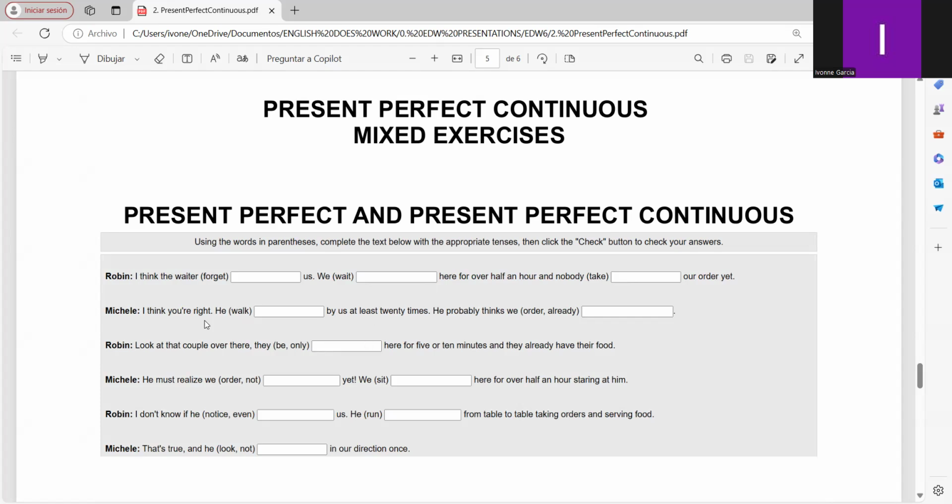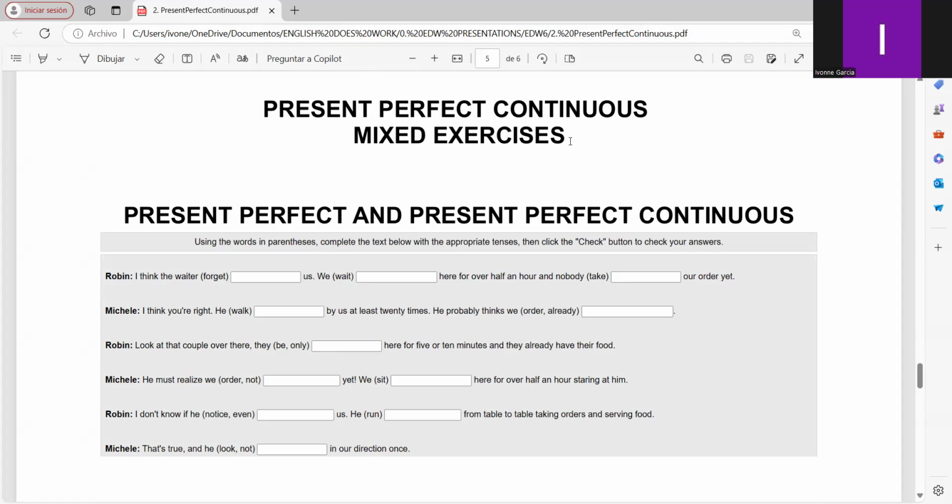All this time, he probably thinks we have already ordered, right? Remember the placement of the adverb. When we're talking in the present perfect, we put it inside, in between, same with the present perfect continuous.